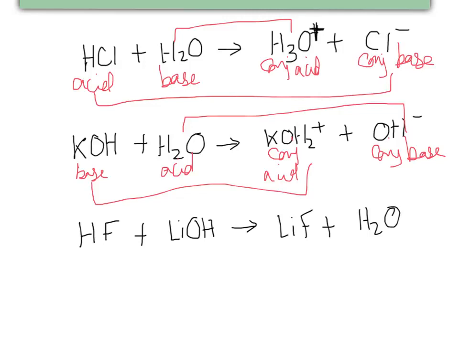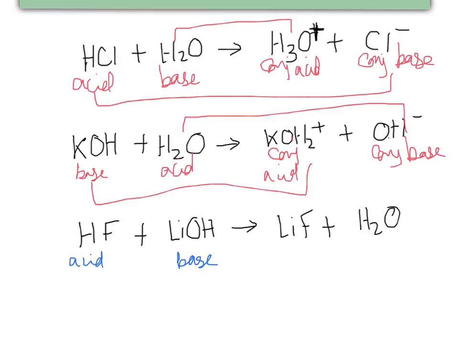We have HF and LiOH. So HF, you can probably tell that that's an acid because it starts with H. And LiOH, you probably can tell that that's a base because it ends with hydroxide. But then the other side is a little bit more difficult. So let's start with HF. HF is an acid, so it donates a proton, gives away a proton. So if that gave away a proton, you'd be left with F minus.